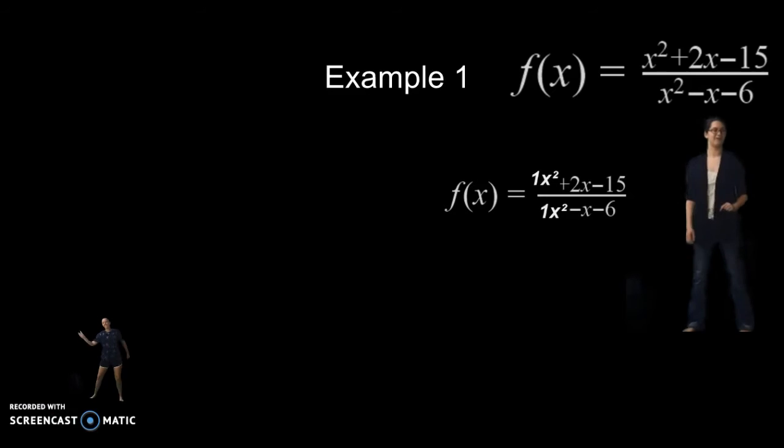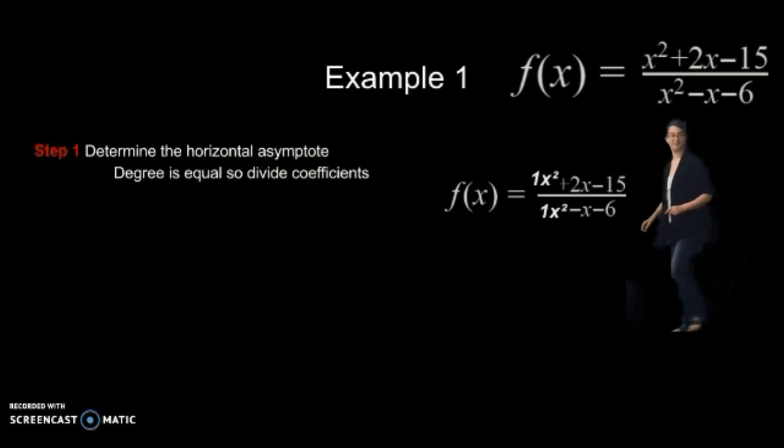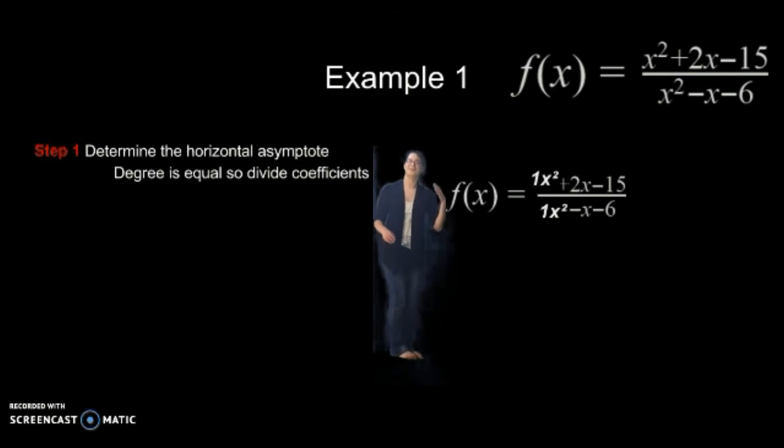First, we have to find the horizontal asymptote. We will do this by first looking at the highest degree of the polynomial of both the numerator and the denominator. As you can see, the highest degree of each is x squared. Therefore, you divide the coefficients, and 1 divided by 1 equals 1.